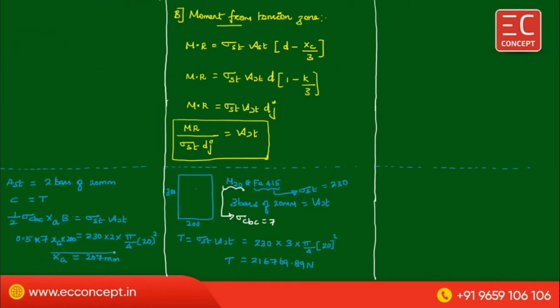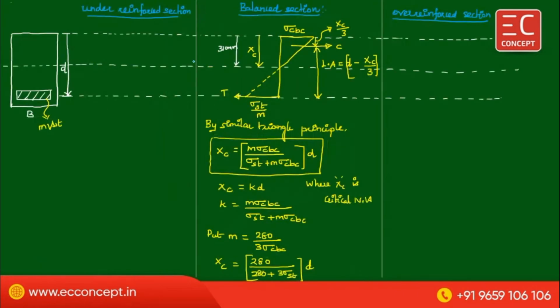207 mm. So be careful. Now what happens? In this diagram, because of reducing this area, in order to maintain the equilibrium of the section, this neutral axis shifts upward. So for the under reinforced section, this is the area of concrete, and below that there is no area. Below this, only the steel takes the stress.